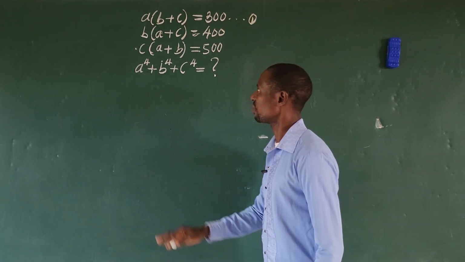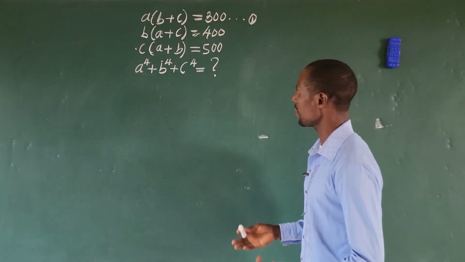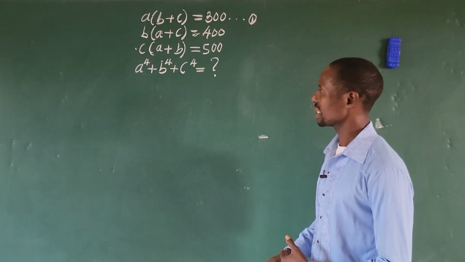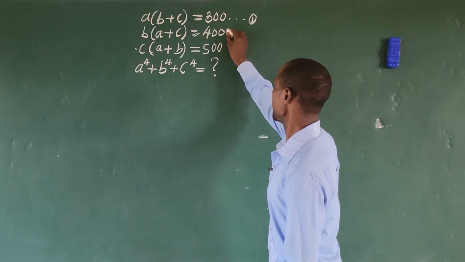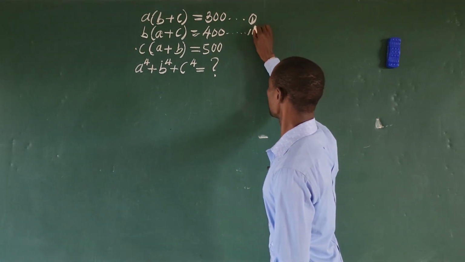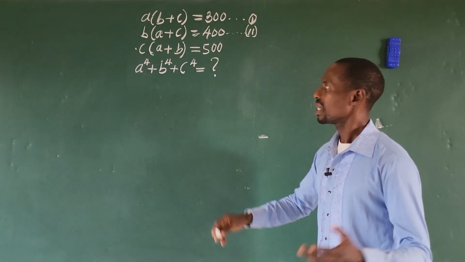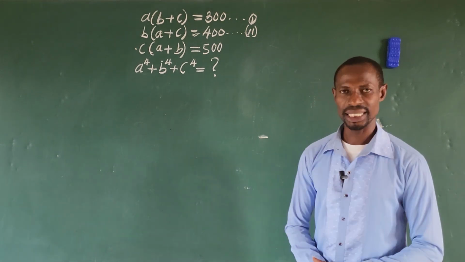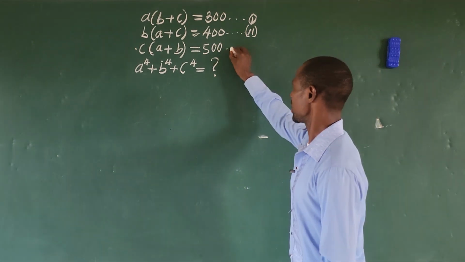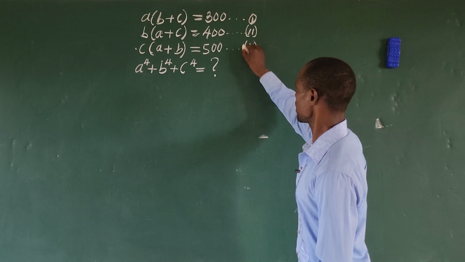Then next one we have B bracket open A plus C close bracket equal to 400. Again, let's take this as equation 2. And we have C open bracket A plus B close bracket equal to 500, and so let's take this as equation 3.